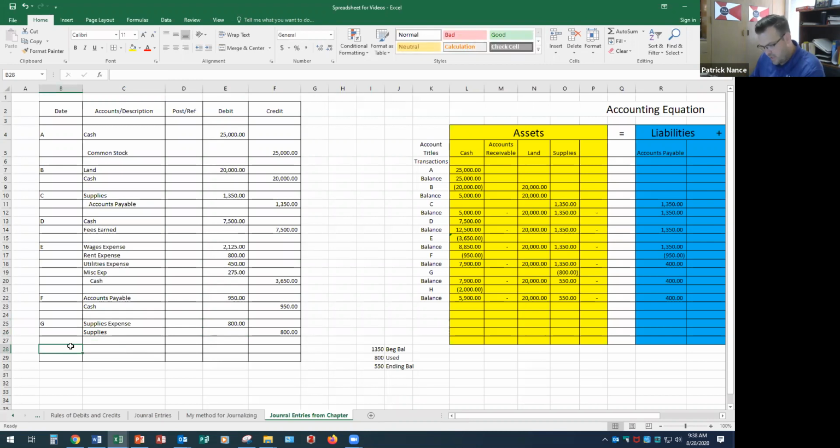And the last transaction, transaction H. All right, so we paid dividends of $2,000. So first, cash, because I paid, goes down. I decrease an asset with a credit. And dividends increase with a debit. $2,000 and $2,000. That's it for journal entries. I might have misspoke earlier and said that this was it for the chapter. It's not it for the chapter, but it is it for the debit and credit rules and all of the journal entries. And we will move on from there.